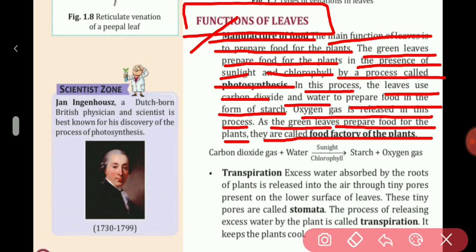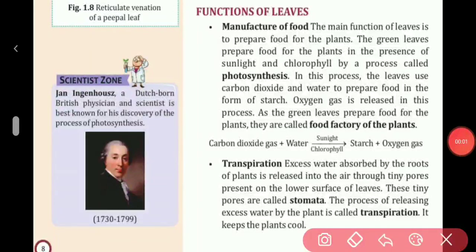So a reaction of photosynthesis is given here. Carbon dioxide gas plus water forms starch plus oxygen in the presence of sunlight and chlorophyll. The next function of the leaf is transpiration. Do you know what transpiration is?